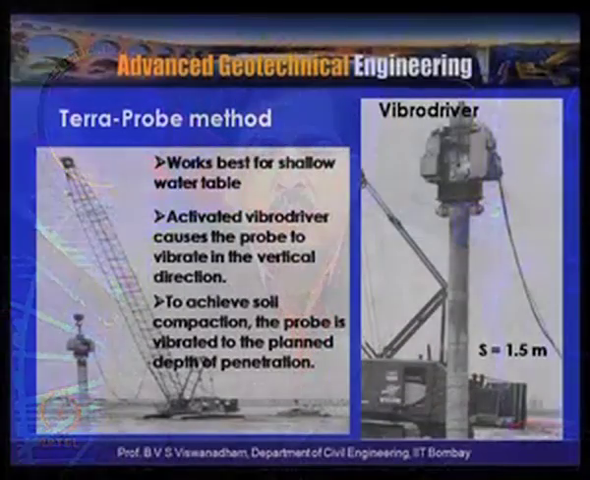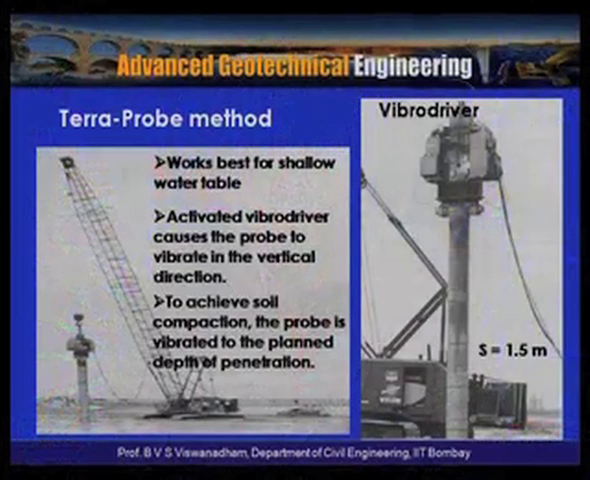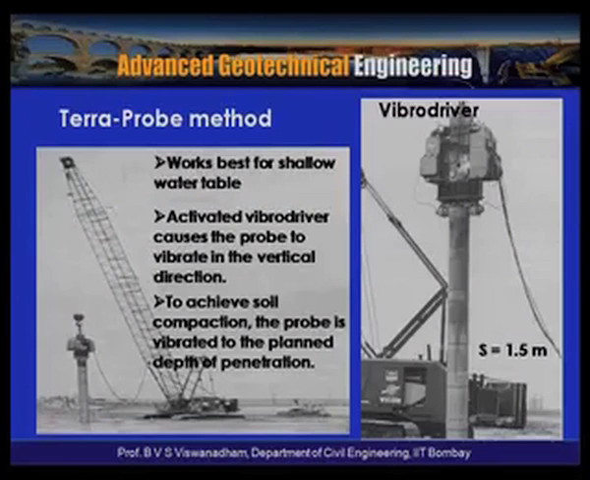In this slide, the Terra probe method is shown, which works best for shallow water tables. It has an activated vibro driver that causes the probe to vibrate in the vertical direction. To achieve soil compaction, the probe is vibrated to the planned depth of penetration. The spacing is generally 1.5 meters, and the area is compacted. This photograph shows the process of compaction using the Terra probe method.